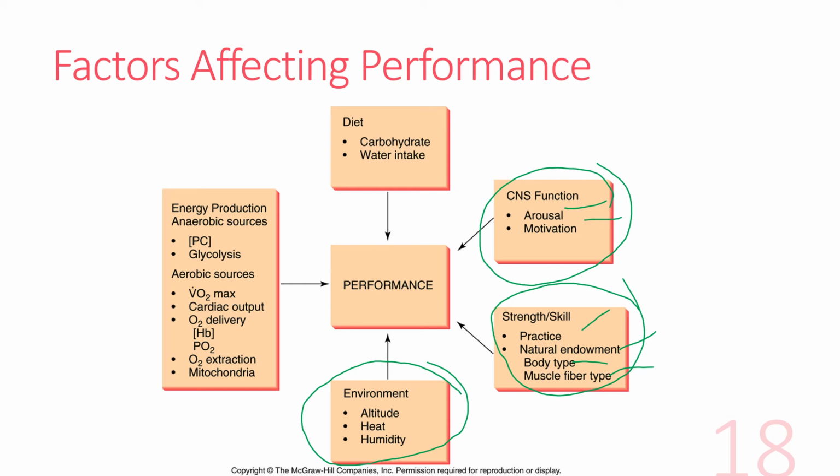Lastly are some of these energy production issues. Anaerobic sources probably play a pretty small role for what we're talking about here. Our aerobic sources, VO2max, cardiac output, oxygen delivery, oxygen extraction, mitochondria efficiency, and that sort of thing will play a role in our performance.